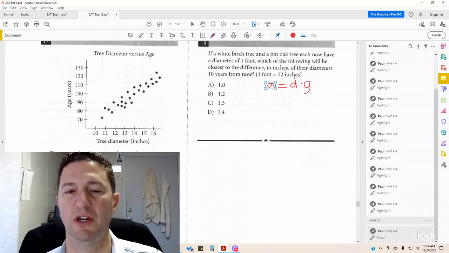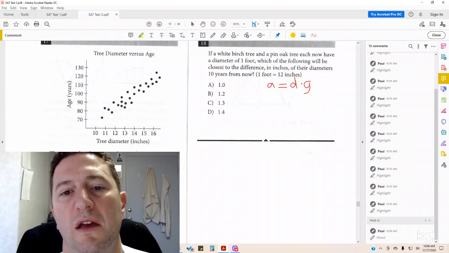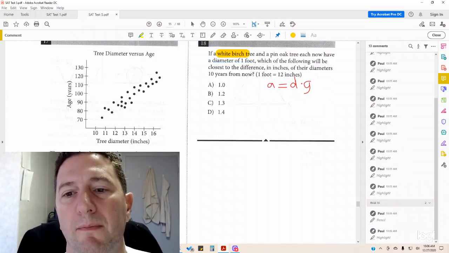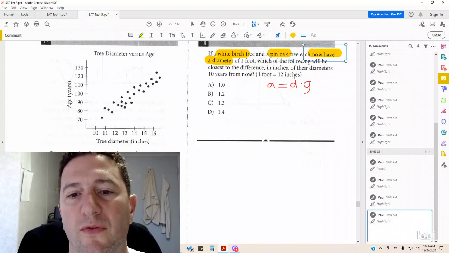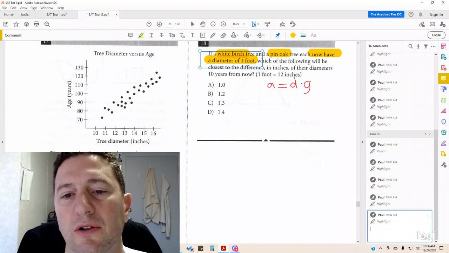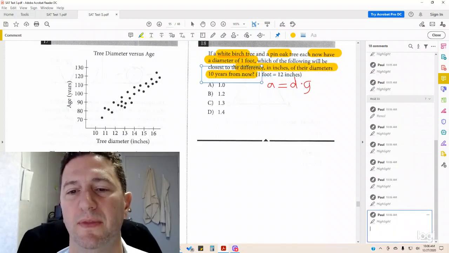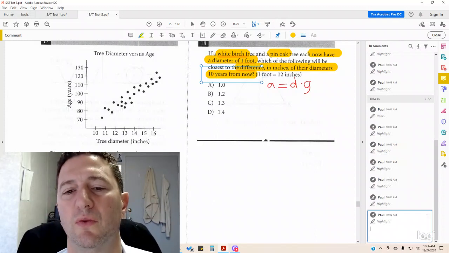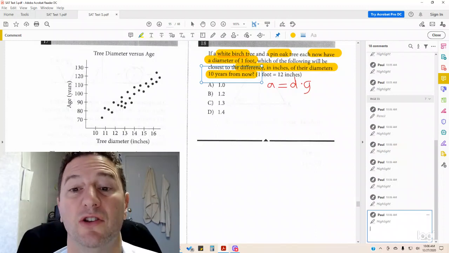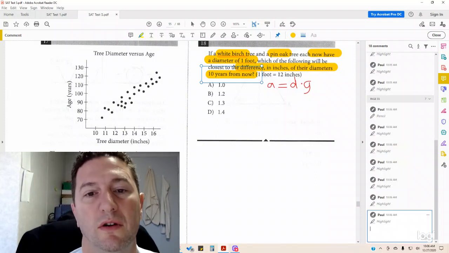And then when we read number 18, what it says is if a white birch tree and a pin oak tree each now have a diameter of 1 foot, which of the following is the closest to the difference in inches of their diameters 10 years from now? So it appears that the question only gives us one piece of information, the diameter, and actually it says in feet, and we need it in inches, so we got to make sure that we replace it with a 12.